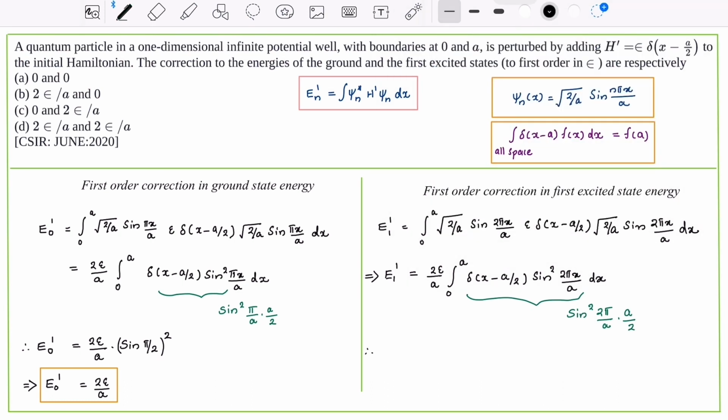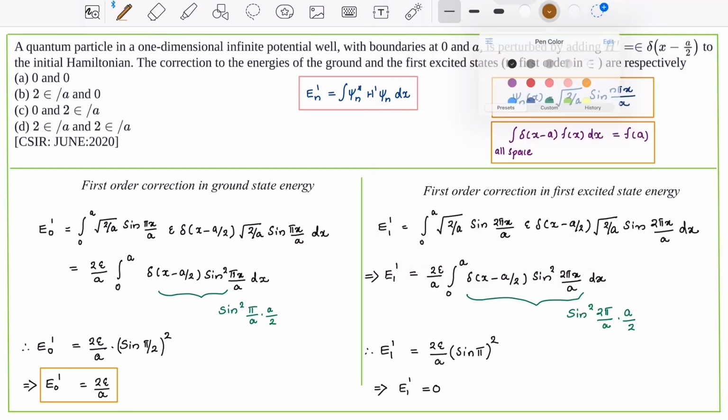Therefore, the first order correction in the first excited state energy E11 is 2 epsilon by a sin(pi) whole square, and the value is 0. That is, the first order correction in the first excited state energy is 0. Therefore, option B is the right option.